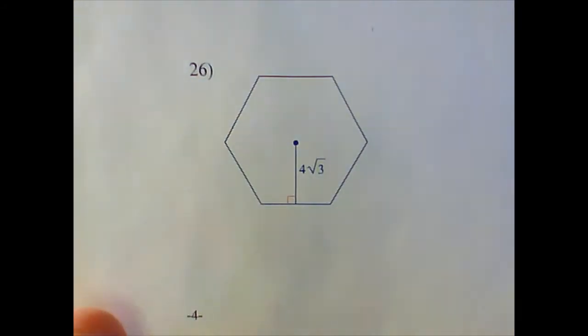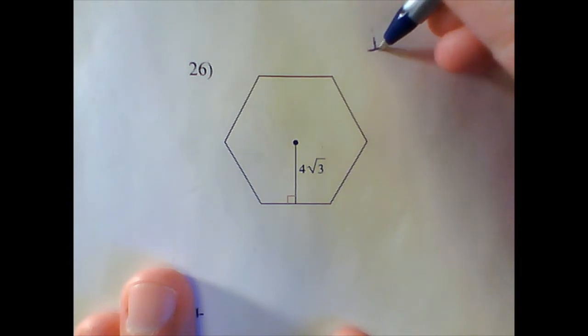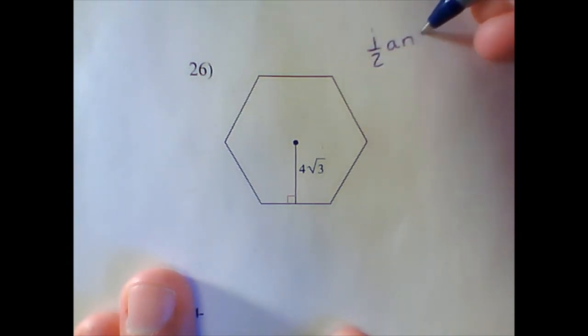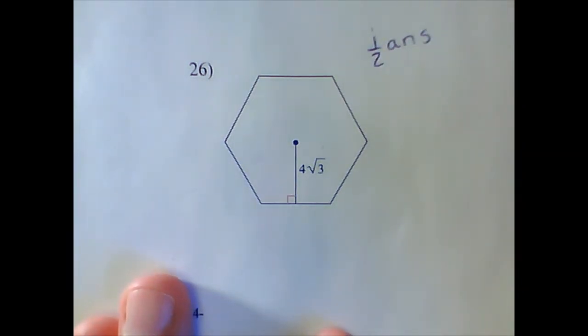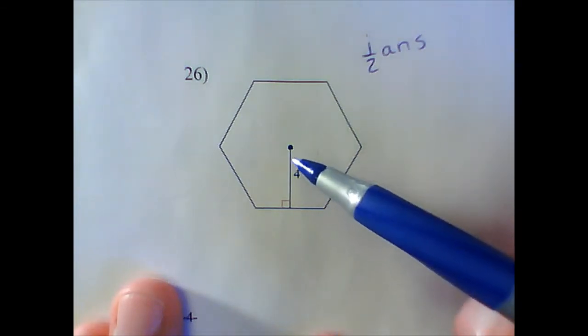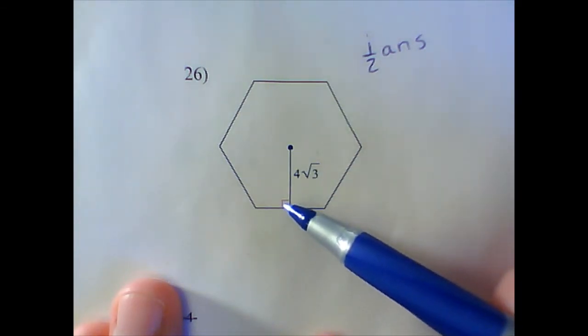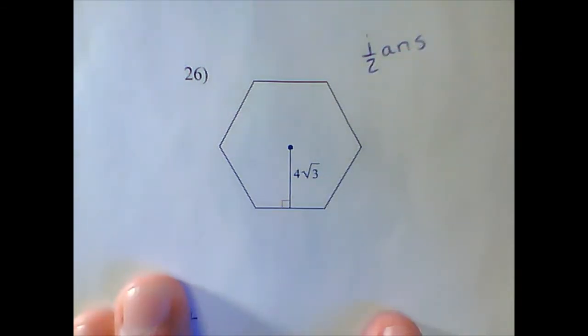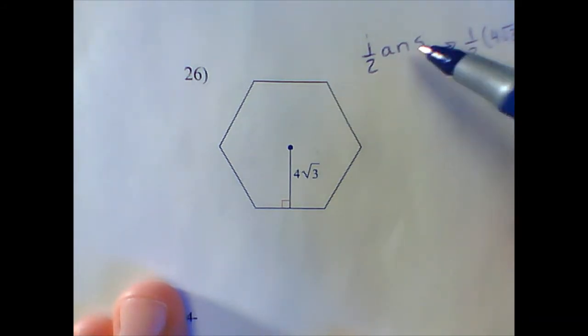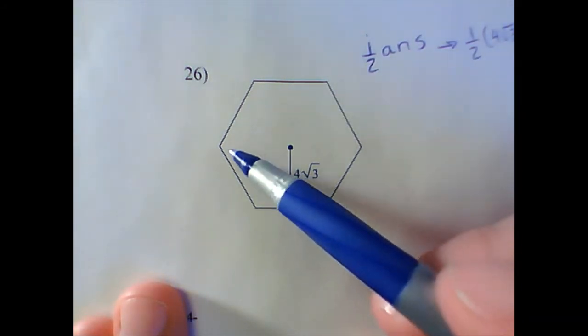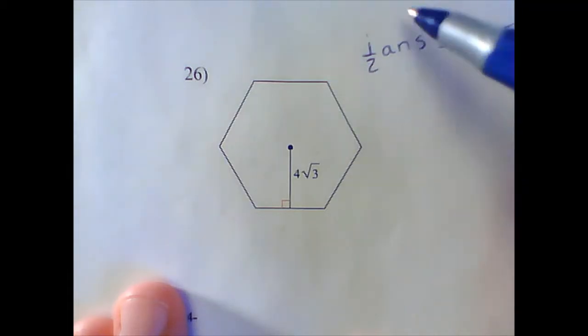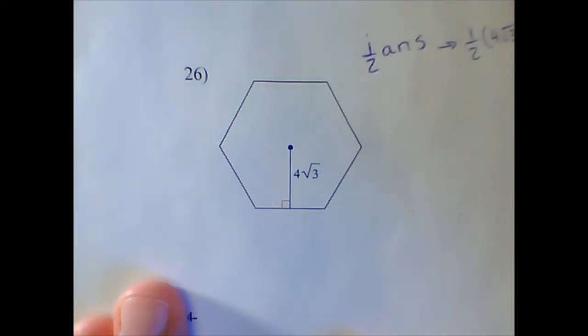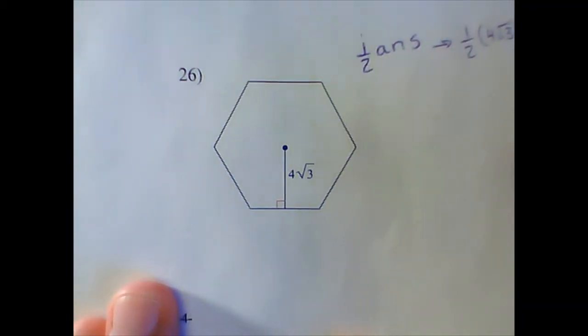Okay, so that formula is 1/2 ANS. All regular polygons can use that formula. And we have A. That's the apothem. It's got a right angle. So we already have the 1/2, and we have 4 radical 3. That's the apothem. N, number of sides. We actually know that too. It's a hexagon. So we know what the N is. The N is a 6.